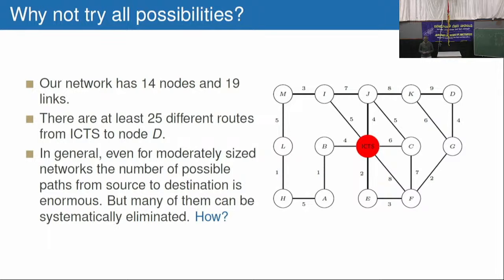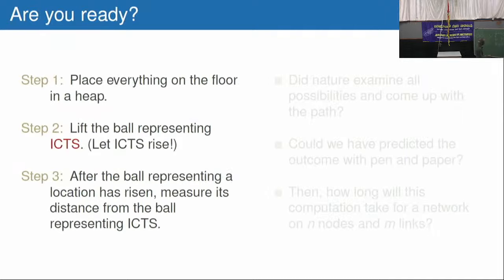Is this convincing, obvious, totally obvious? So what has gravity done? It has examined all the paths in that network, exponentially many of them, and it has figured out the answer for us. Not a very complicated experiment. Good. So this is what we have all agreed: after the ball representing a location has risen, we measure its distance from the ball representing ICTS, and that represents the shortest path.